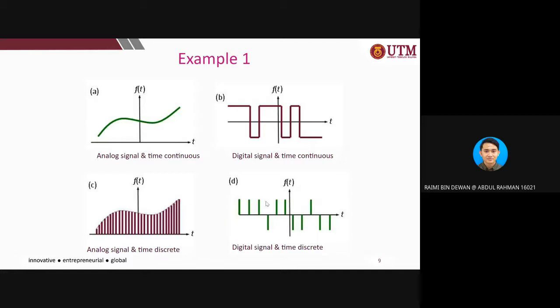And the last one is a digital signal. You can see negative 3, 3, negative 3, and so on. However, it is also time discrete, because we don't have the values for all the times.